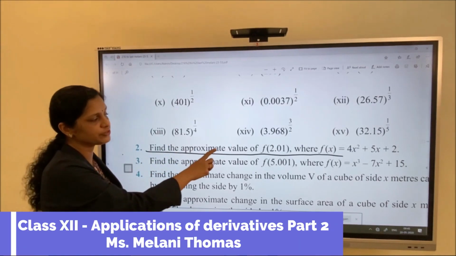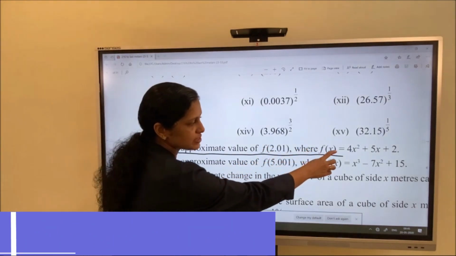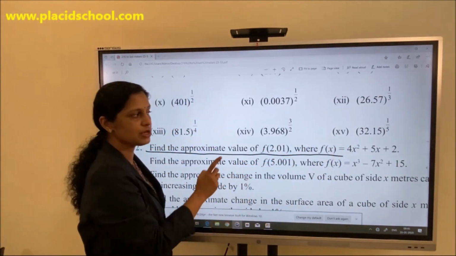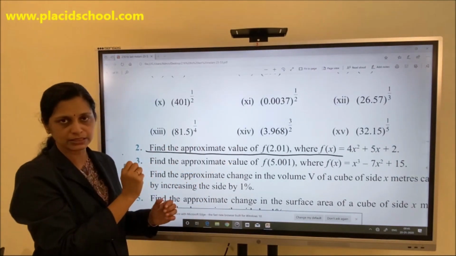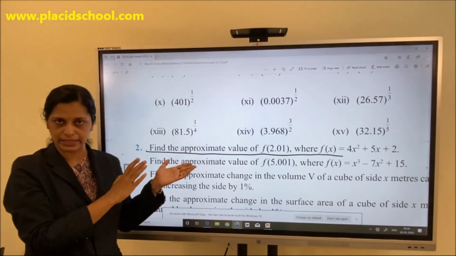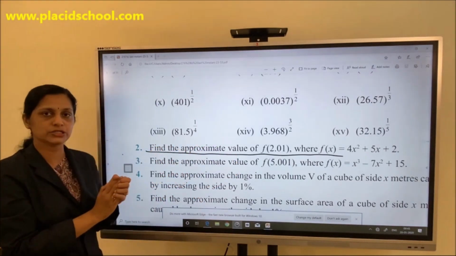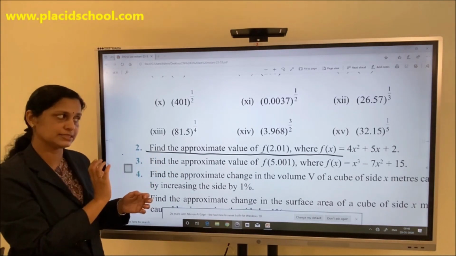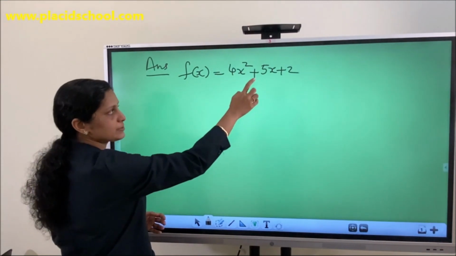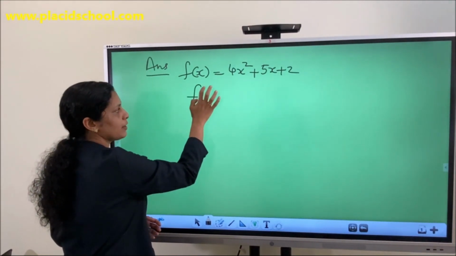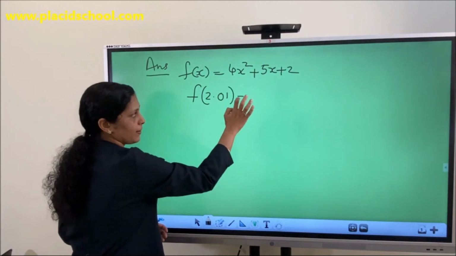Find the approximate value of f of 2.01 where f of x is equal to 4x square plus 5x plus 2. We are going to do this. We know how to find this by giving the value to x. But here, for the approximate value, using differentials we can easily find it. Here f of x is 4x square plus 5x plus 2. We need to find the approximate value of f of 2.01.